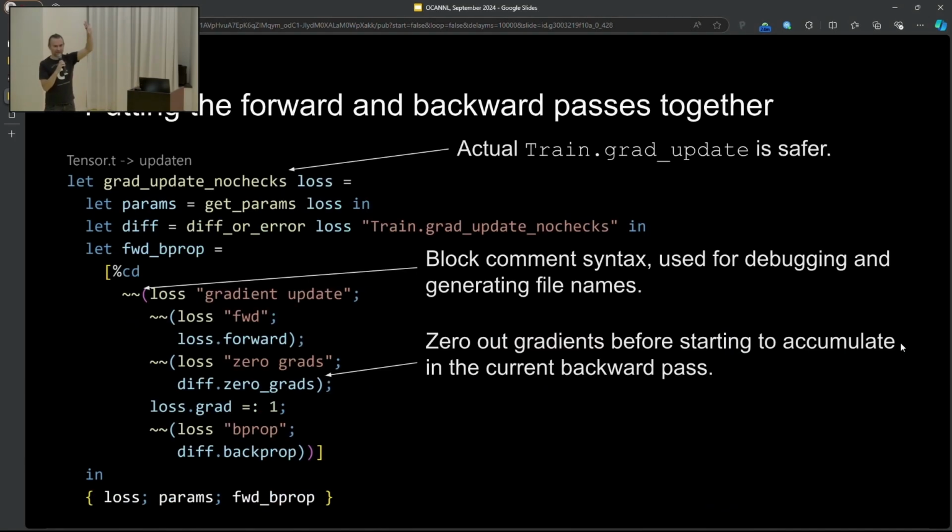So now we put the forward pass and the backward pass together as a single computation to get the gradients. We should not forget to clear the gradients from a previous training step before we start accumulating them again. This is a notation for block comments, and they are used to provide names for files that we can send to, for example, a C compiler, and they also help with debugging.